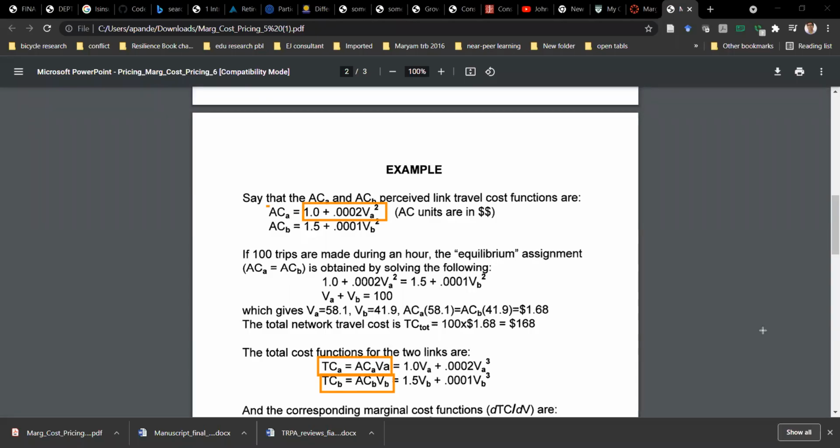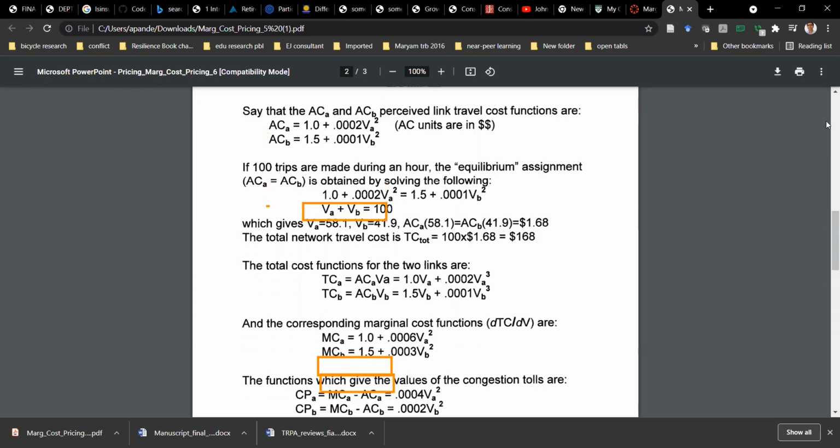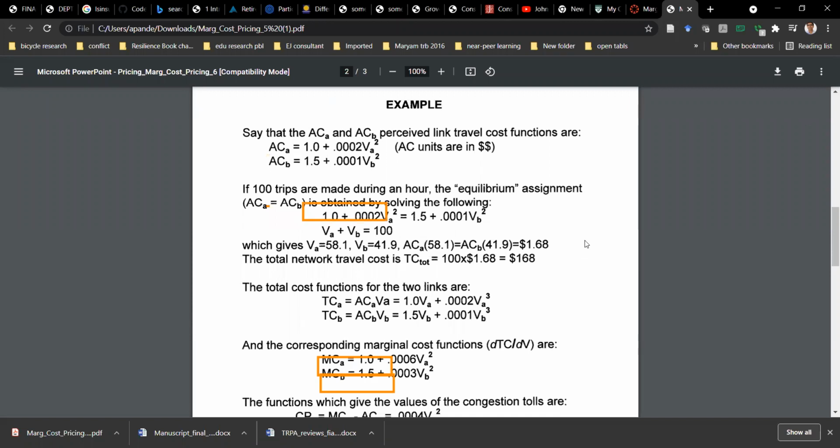So this is what these functions look like for marginal cost. You didn't do anything fancy. You just basically take the derivative of this total cost function for both routes. So with respect to VA, for MCA, it becomes the derivative of this equation.